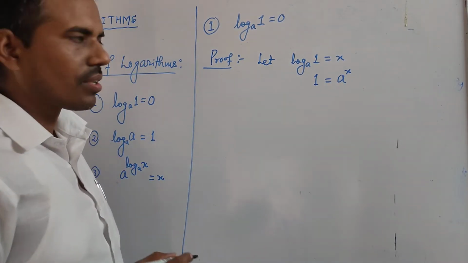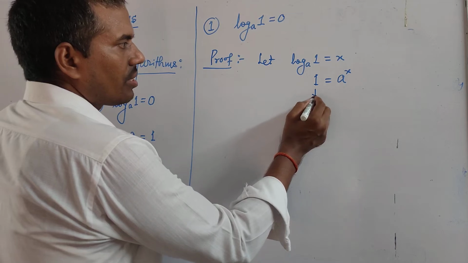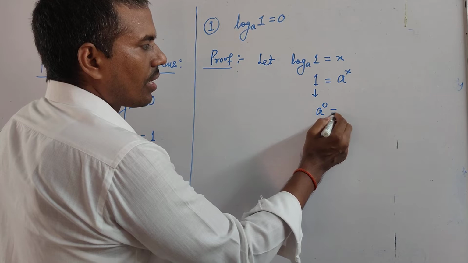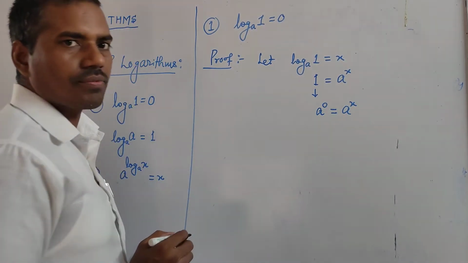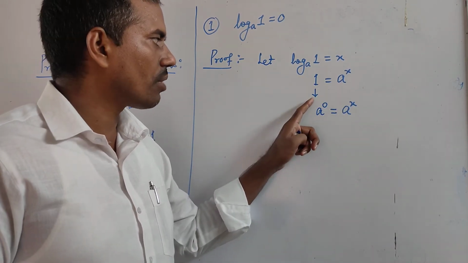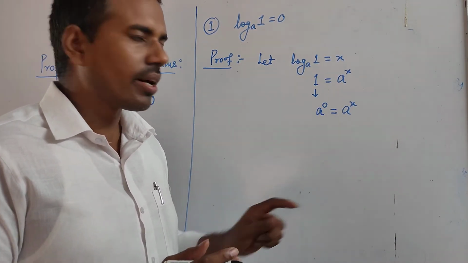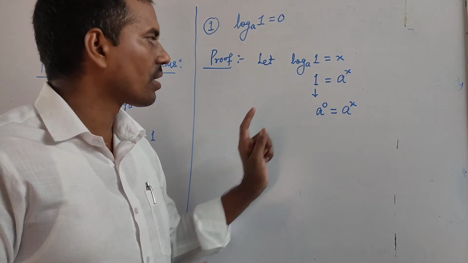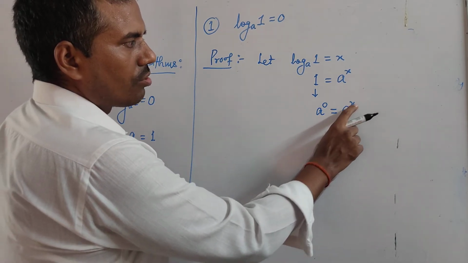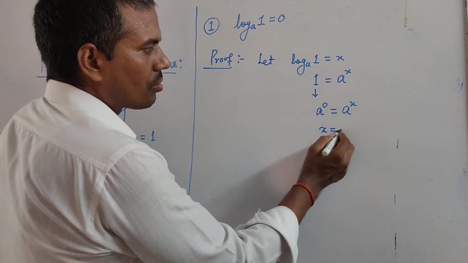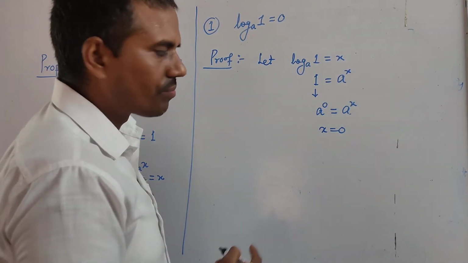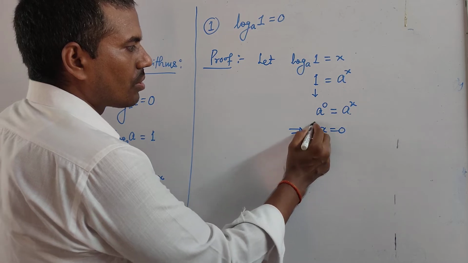We know that 1 can be written in the form of a as a to the power 0, and this is equal to a to the power x. You know that any number having index 0 is equal to 1. By properties of indices, a to the power 0 is equal to a to the power x becomes x is equal to 0. Means if bases are equal, then indices are also equal. Then we get x is equal to 0.